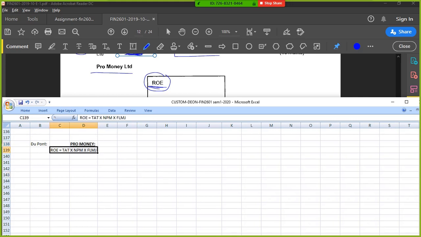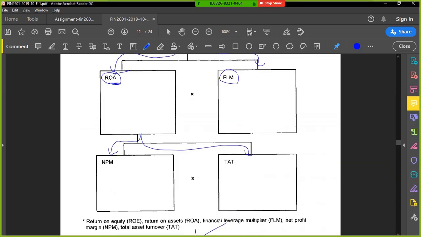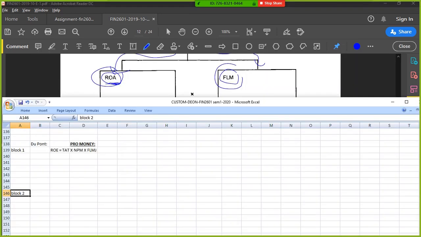You've written down ROE. That's the first block, block 1. Next block, block 2: ROA, and we know that's net profit margin times total asset turnover. FLM, we're going to have to get our formula. So FLM, this is block 3.